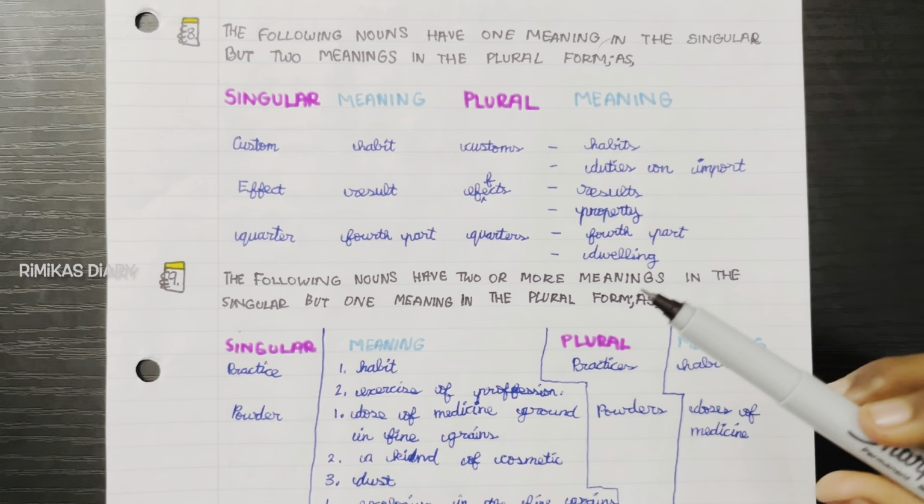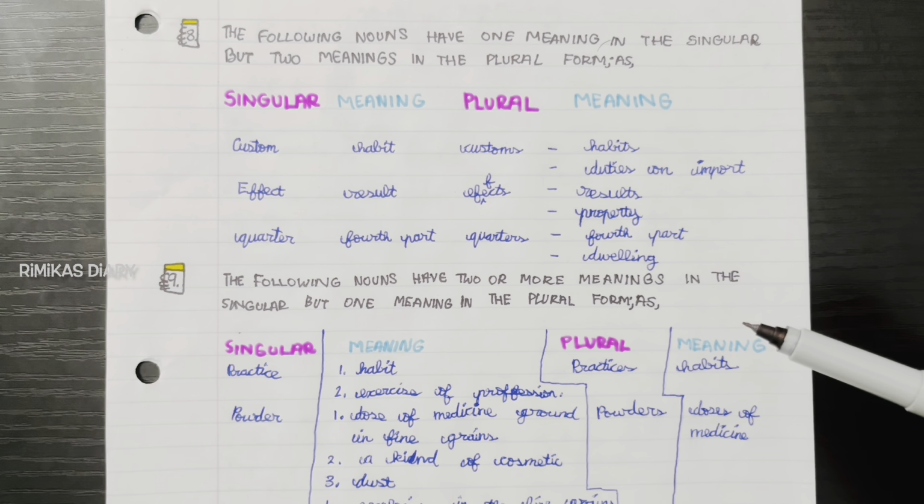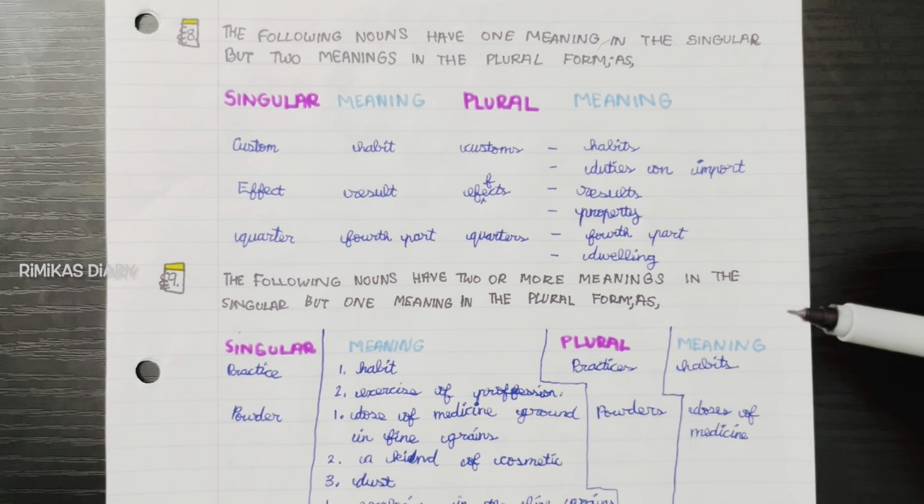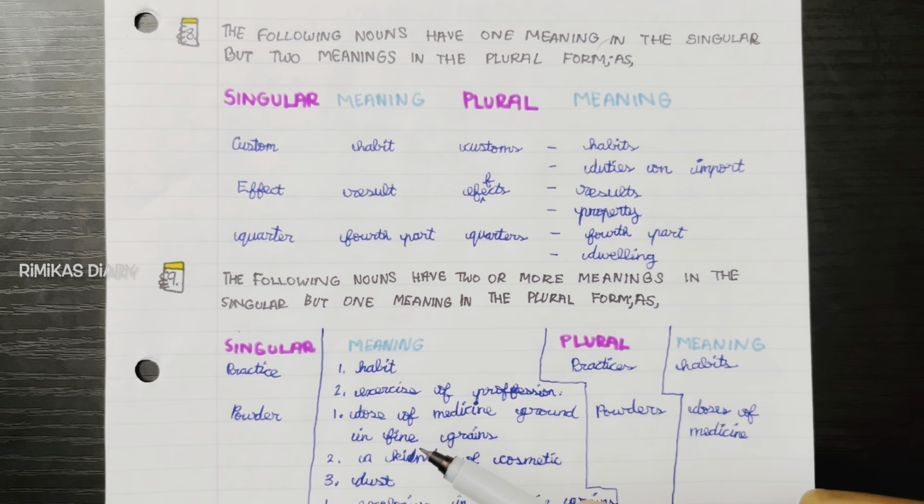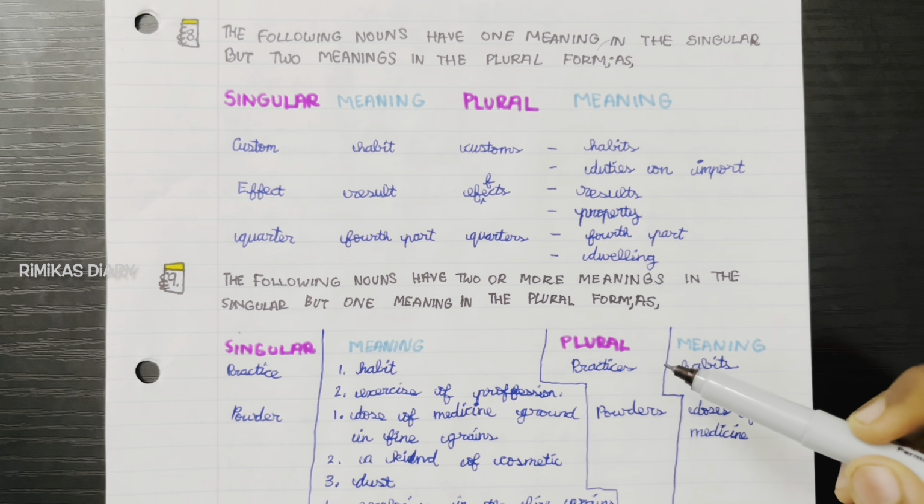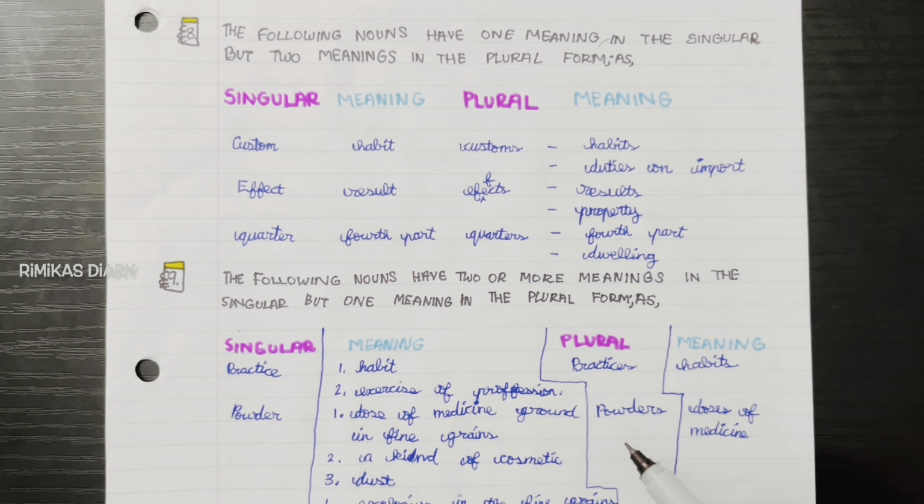Ninth one. The following nouns have two or more meanings in the singular but one meaning in the plural form. Example, practice means habit, exercises of profession. Practices, habits. Powder: dose of medicine ground in the grains, a kind of cosmetic, dust, explosive in the fine grains.